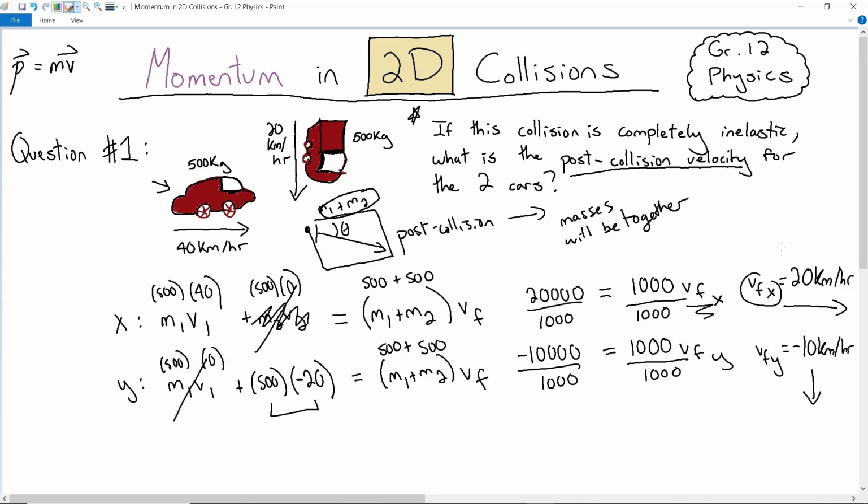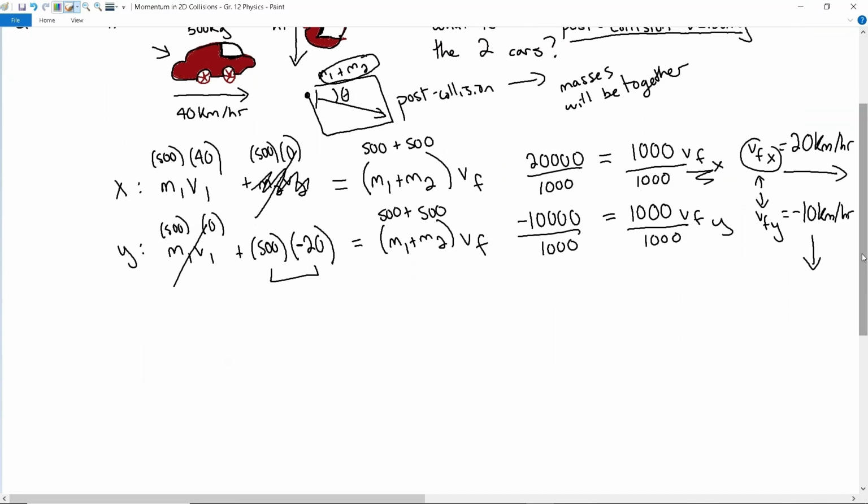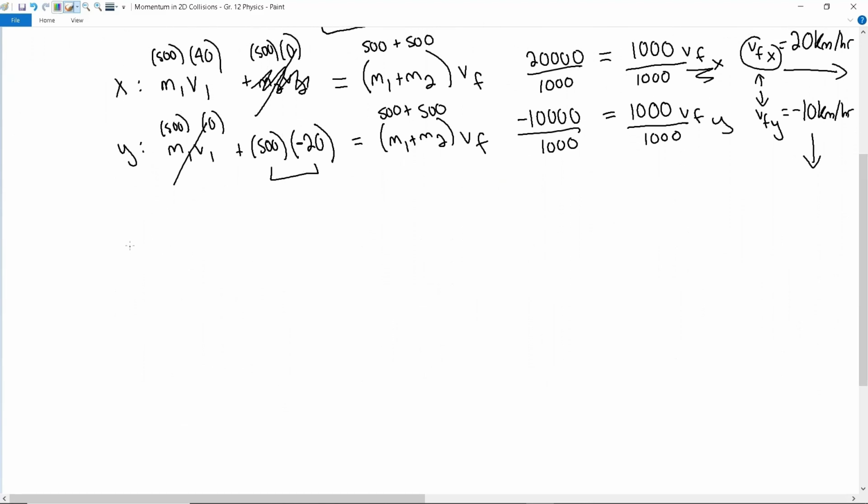So all of this looks good, but these are just the components of our velocity. We still need to add them together. So let's do that down here. Usually when I add vectors together, I do tip to tail. So let's take VFX, which is 20 kilometers per hour this way, and then VFY, which is 10 kilometers per hour this way.